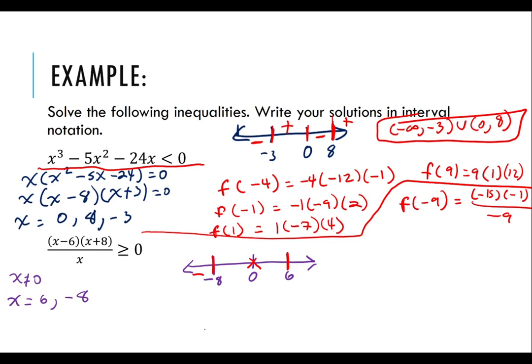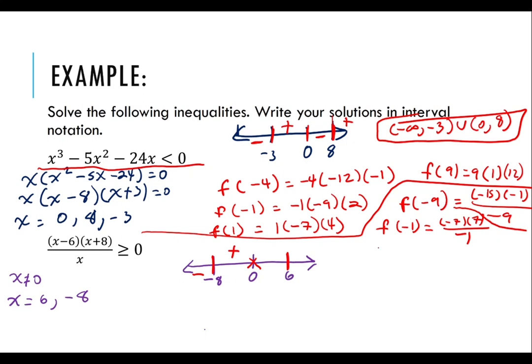Then between negative 8 and 0, how about we try f of negative 1. Negative 1 minus 6 is going to be negative 7. Negative 1 plus 8 is positive 7. Divided by negative 1. Negative times positive is negative, divided by negative is positive. So between negative 8 and 0, it's above the x-axis.